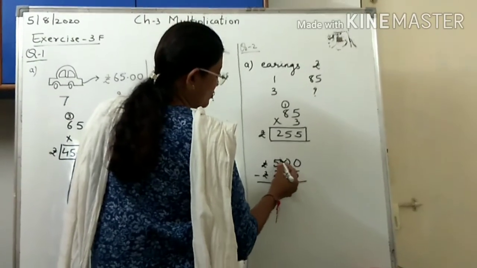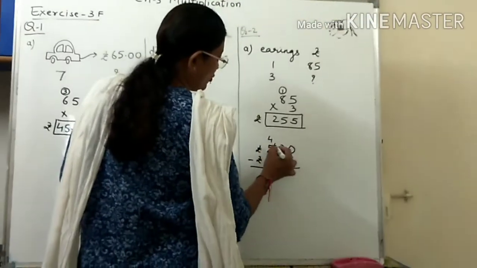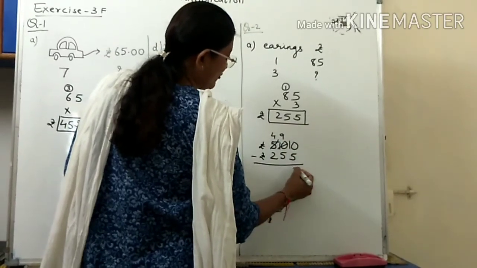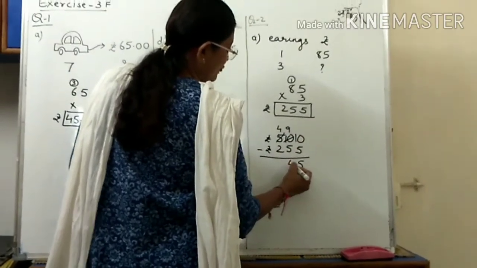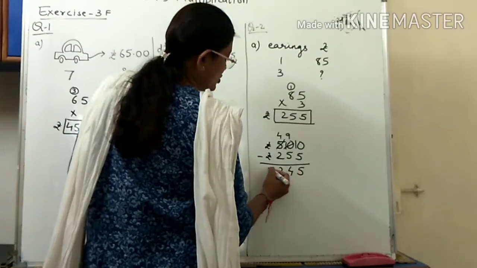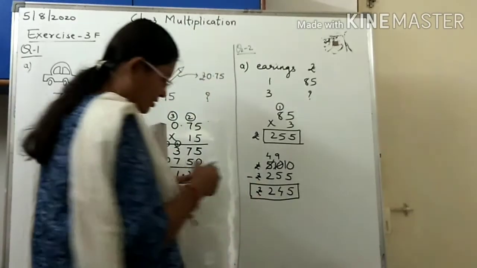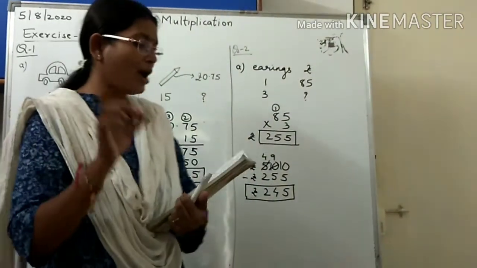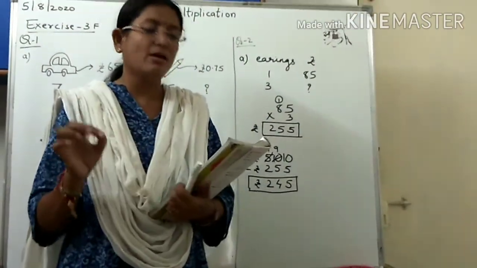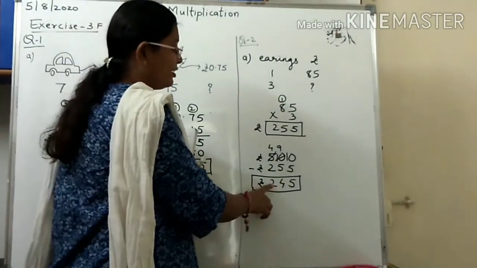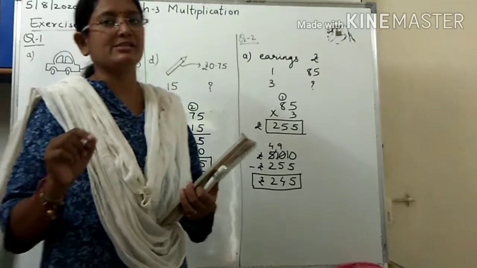Here also 0, so borrow from here. Cut 5, keep 4, 10, cut 10, keep 9, 10. 10 minus 5, 5, 9 minus 5, 4, 4 minus 2, 2. So your answer is rupees 245. Here the question is asked to you, how much change did she get back from rupees 500 note? Answer will be, she will get back rupees 245 as a change.